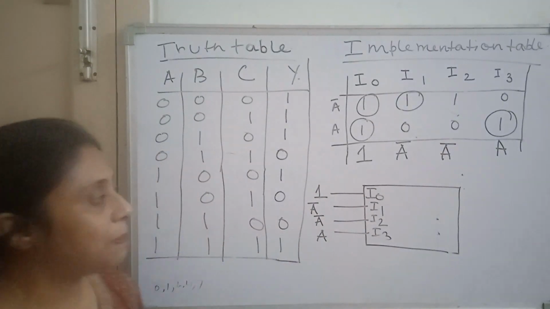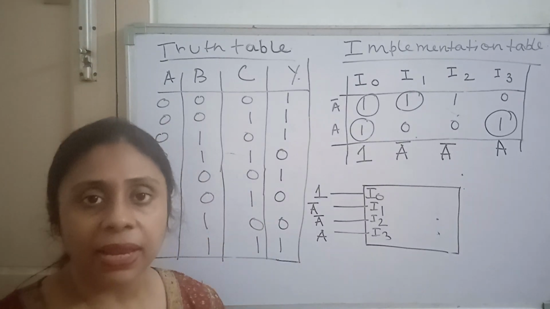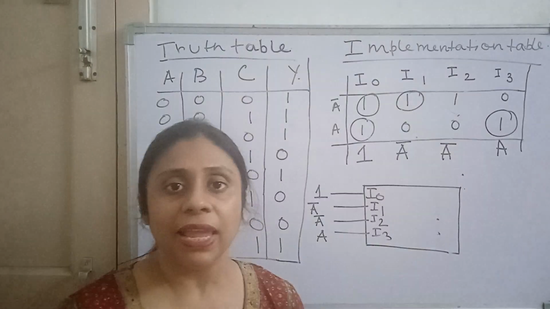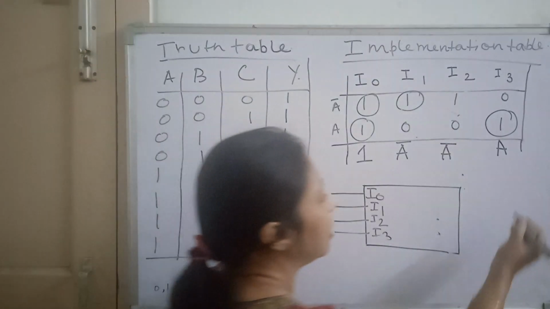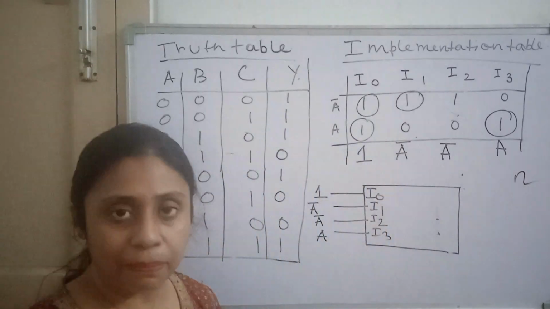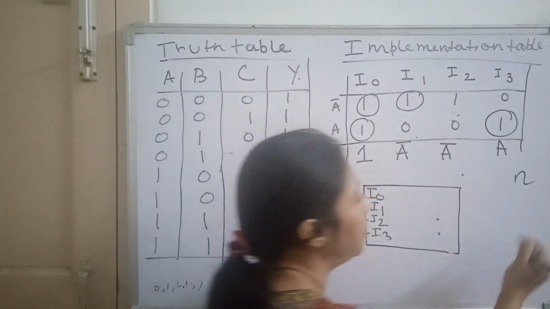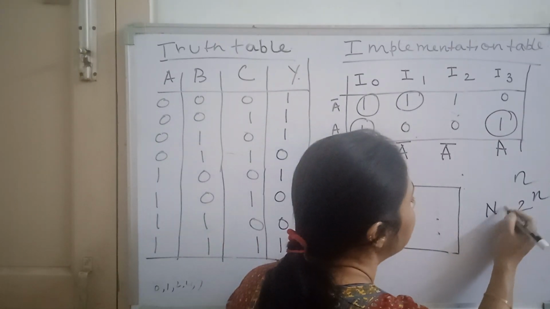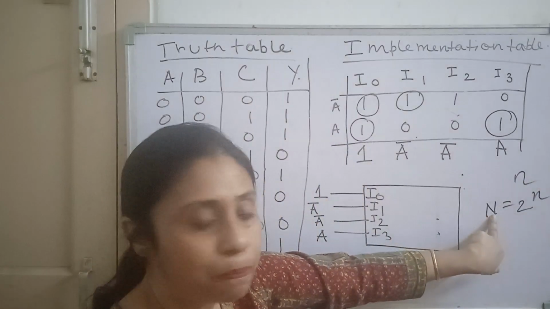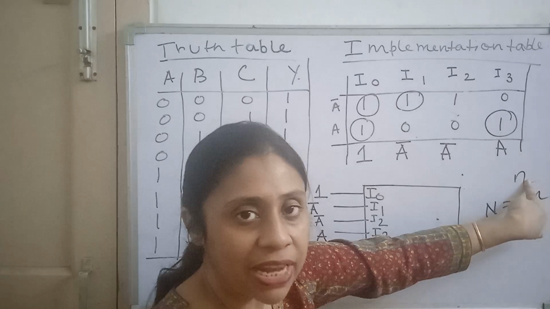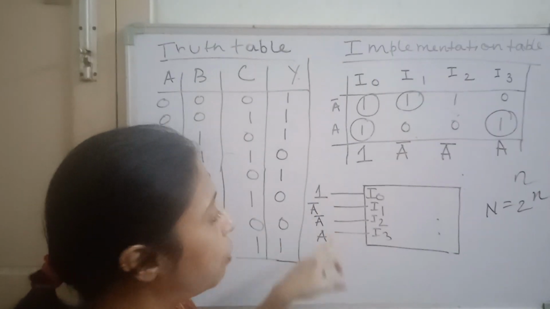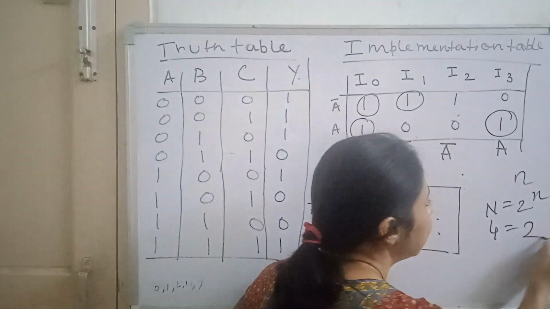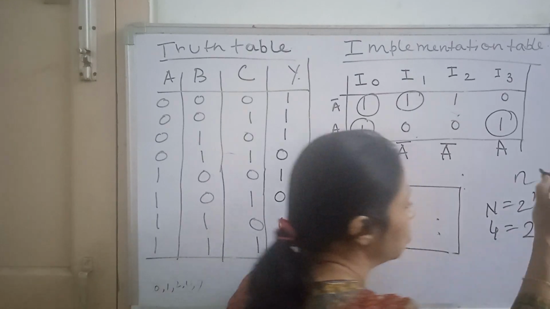Now in a 4:1 multiplexer, what should be the number of select lines? The number of select lines will be 2, right? Because if the number of select lines is n, then the size of the multiplexer, that is the number of input lines, will be 2 to the power of n. This capital N is the number of input lines, and this small n is the number of select lines. In this case, there are 4 input lines, so capital N is 4. So what should be the number of select lines? That should be small n, that is 2.